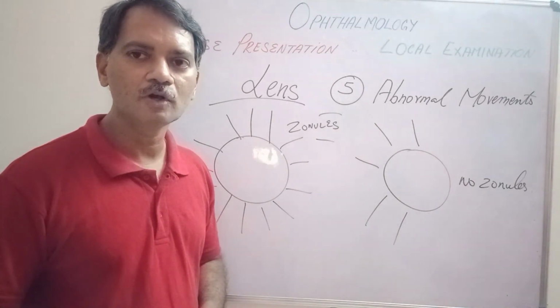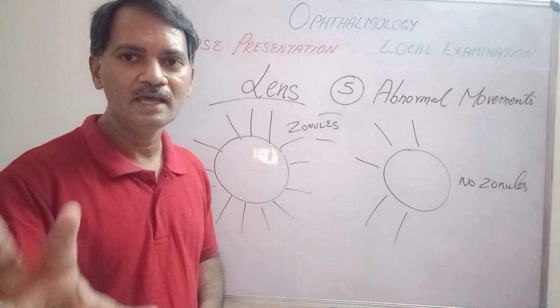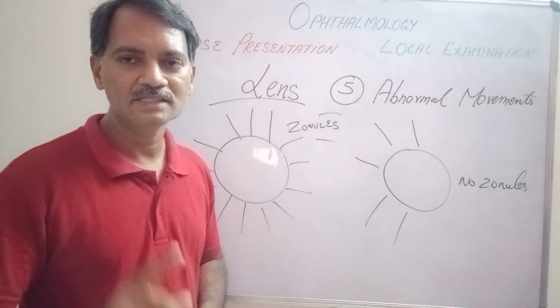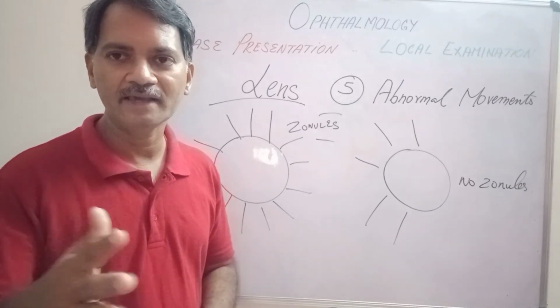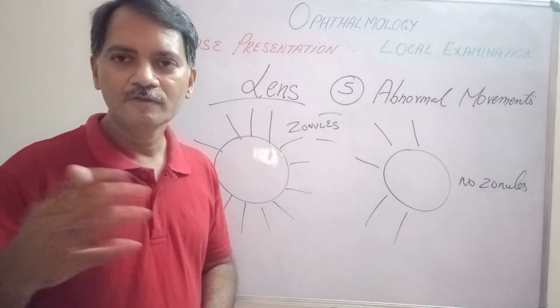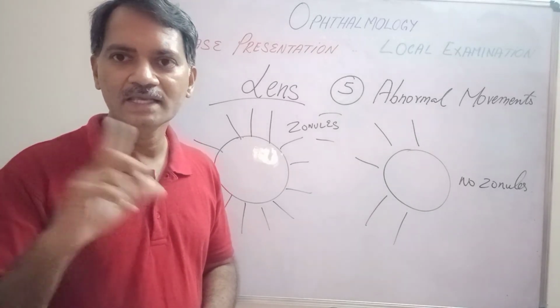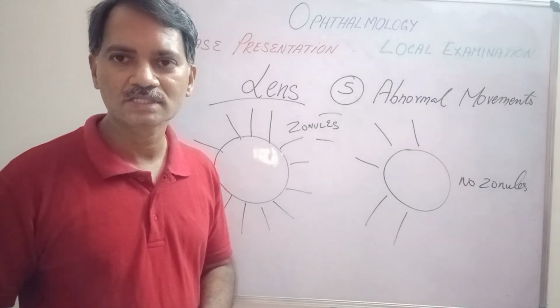Iridodonesis is also observed whenever there is absence of the lens in the patellar fossa, that is, in aphakia. Because there is no support by the lens, the iris will have fibrillating movement when the eyes are moved. That is also called iridodonesis.